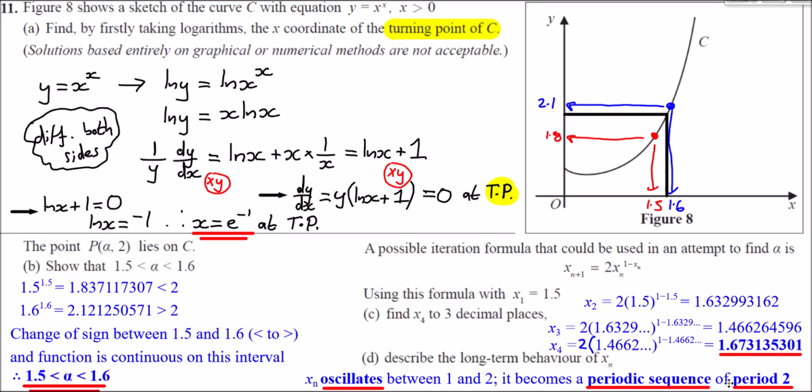Importantly, it's this last bit here we need to say. It becomes periodic of period 2, and if you want to say, it varies. It oscillates in between 1 and 2 each and every time.